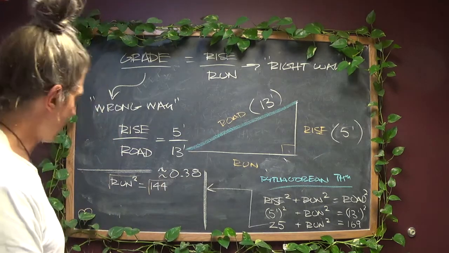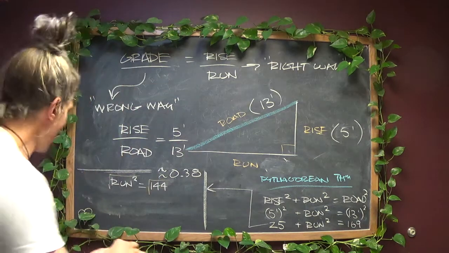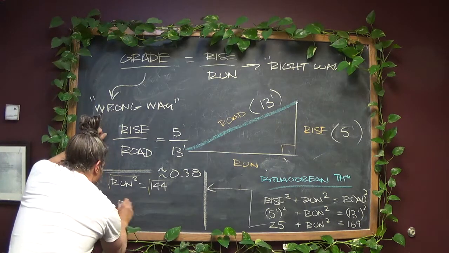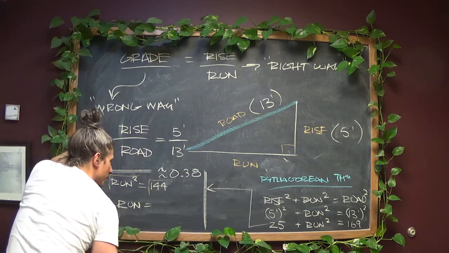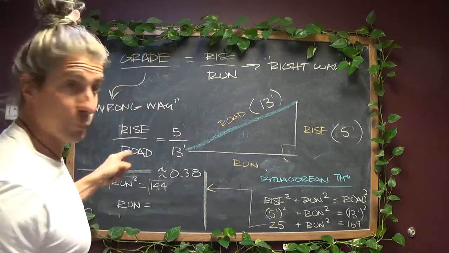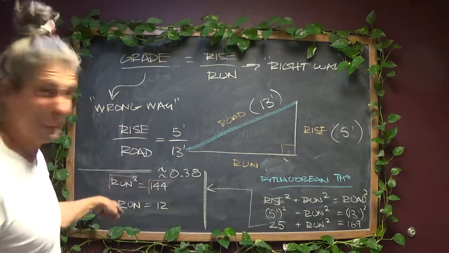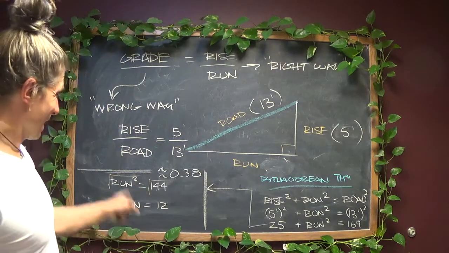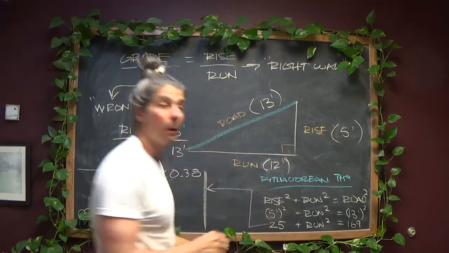Okay, and run to the second power, taking the root off is going to cancel the second power, and you're left with just the run. Okay. What's the square root of 144? Well, there's a reason I picked these numbers, because they're actually kind of agreeable. That's 12. Which means that the run of this triangle is 12 feet.